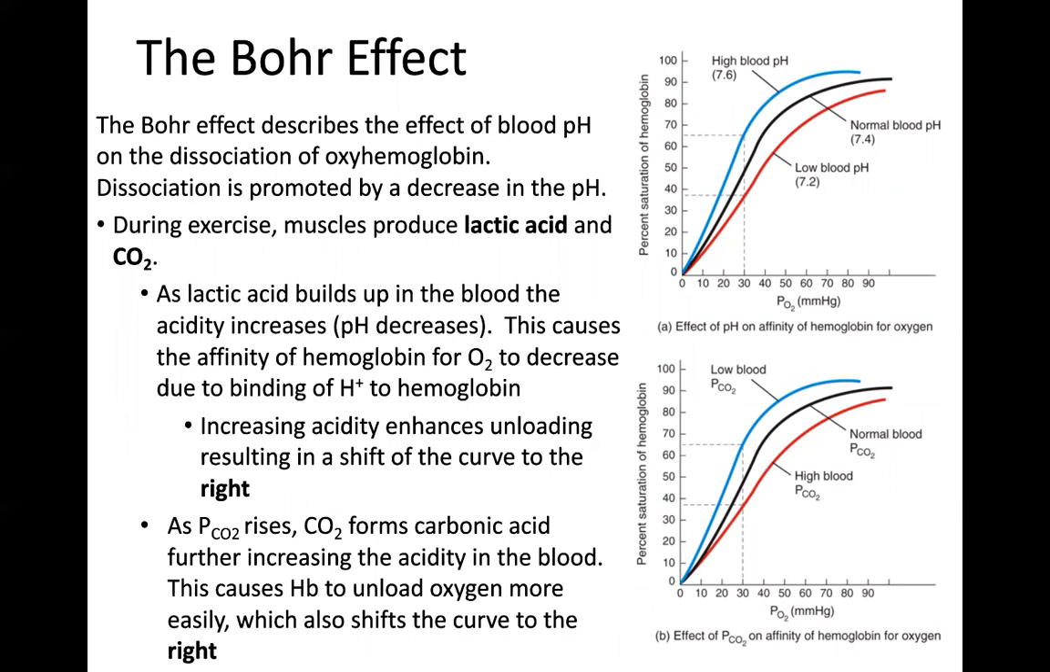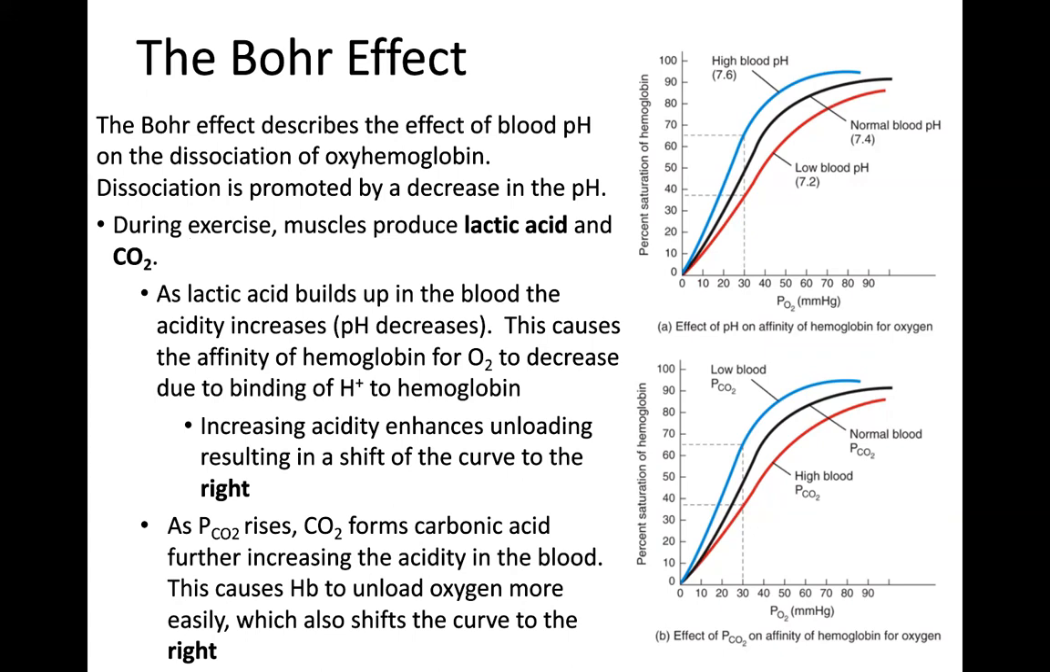This Bohr effect describes the effect that your blood pH will have on the dissociation of oxyhemoglobin. Any decrease in pH of our blood is going to promote dissociation. So in other words, if your pH drops, it helps break the hemoglobin and oxygen connection, that piggyback ride connection. Okay. Well, think about when we exercise, which we've been using as an example.